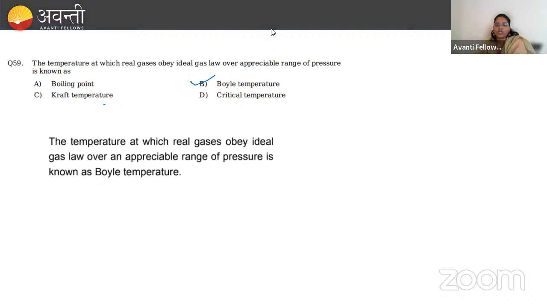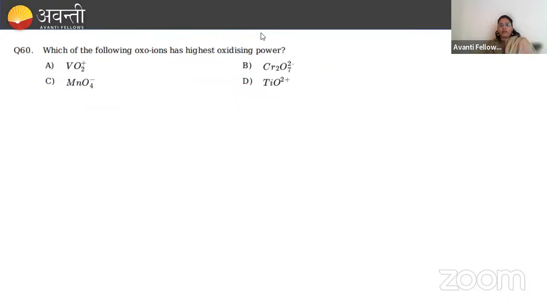Next question, 60. Which of the following oxo ions has the highest oxidizing power? So what will be the answer here? Oxidizing power depends upon what? Which of the oxo ions has the highest oxidizing power? The options are VO2 plus, Cr2O7 2 minus, PbO2, and MnO4 minus.